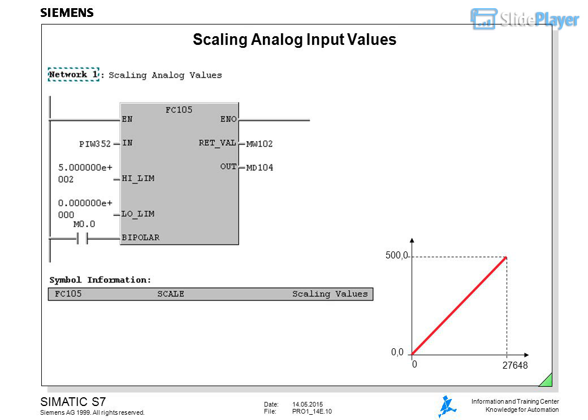Bipolar. The input bipolar determines whether negative values are also to be converted. In the above example, memory bit M0.0 has a signal 0 and thus indicates that the input value is unipolar. ret_val: the output ret_val has the value 0 if execution is free of errors.